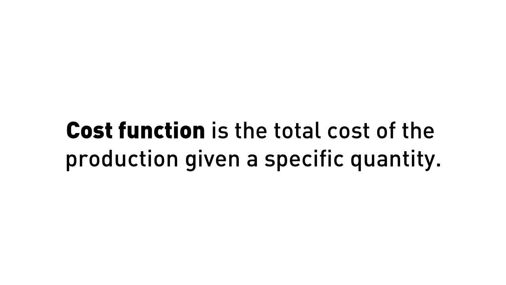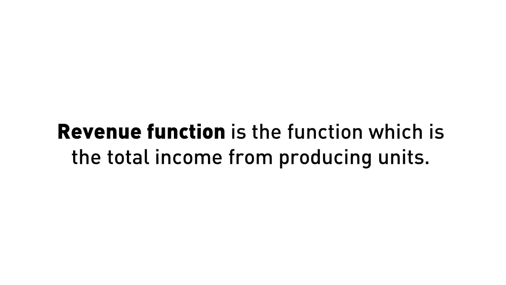Revenue and cost. In our previous video, we defined that the cost function is the total cost of production given a specific quantity. It includes the fixed cost, which are the costs that do not change, and the variable cost, which is dependent on the level of production. The formula for the cost function is expressed as C of x is equal to F plus V of x, where F is the fixed cost, V of x is the variable cost, and C of x is the total cost.